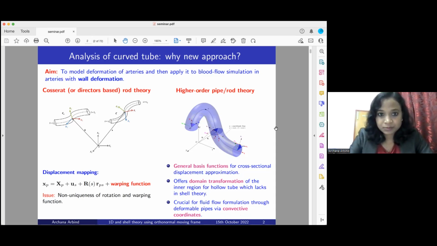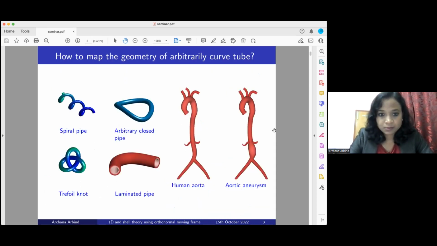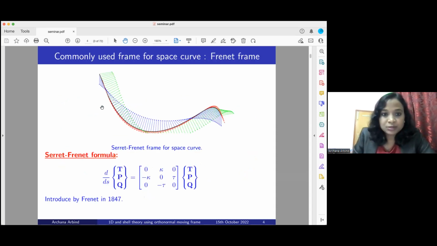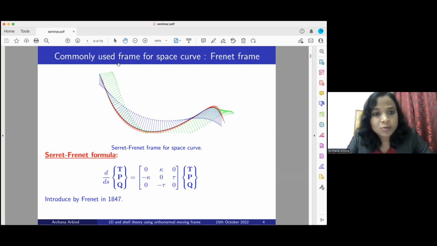So yeah, we see that in all these kinds of structures, we have a space curve as a backbone. So first of all, we need to map such a structure geometrically. There should be a geometrical mapping system, and to map these kinds of structures, first we need to frame the central reference space curve. A very commonly used frame for a space curve is the Frenet frame. It is shown here.